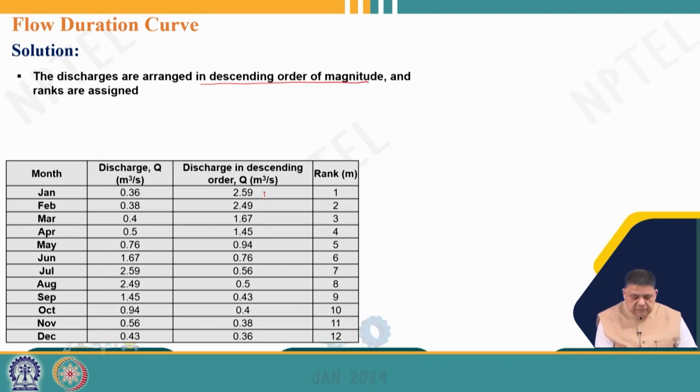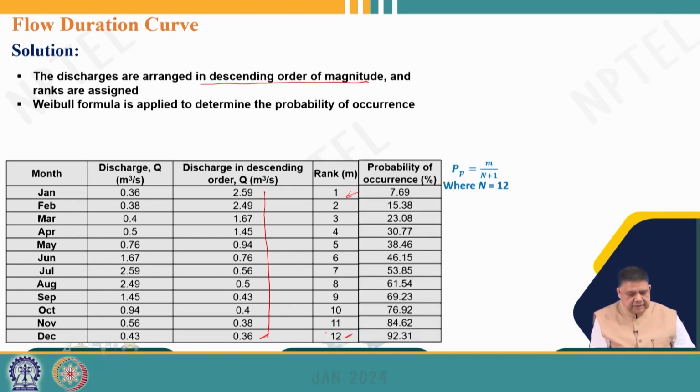It is highest value at top and bottom most value is the lowest, and then we assign rank 1 to the highest value. So, 2.59, which was highest in July, is assigned rank 1, and 0.36, which was lowest, is assigned rank 12, because 12 monthly data, so 12 data points are there. Then Weibull's formula is applied to determine the probability of occurrence, and so we know Weibull's formula, m by n plus 1, n is 12, m we have already calculated.